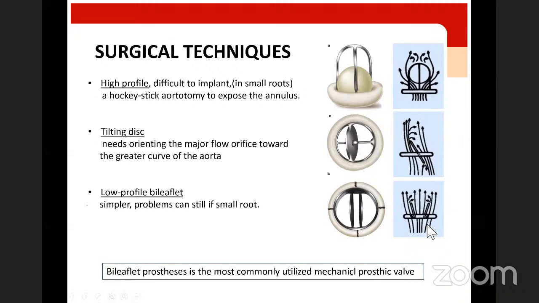Bileaflet valve has a much lower profile and is simpler to implant. However, problems can still arise in the small aortic root. Nowadays, bileaflet valves are the most commonly utilized mechanical valves worldwide.